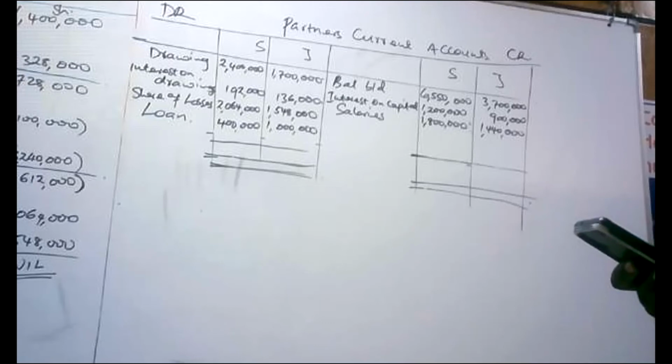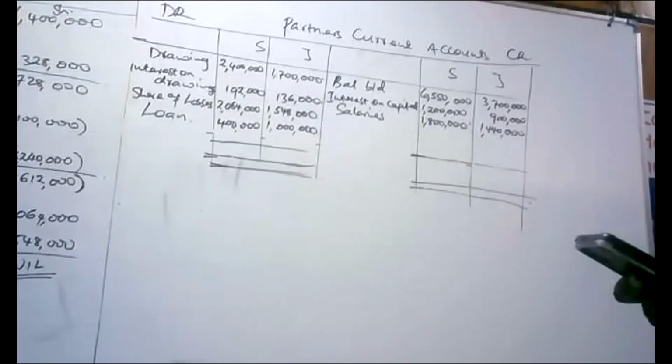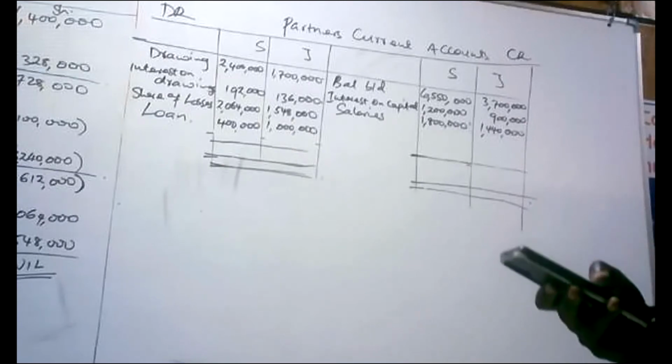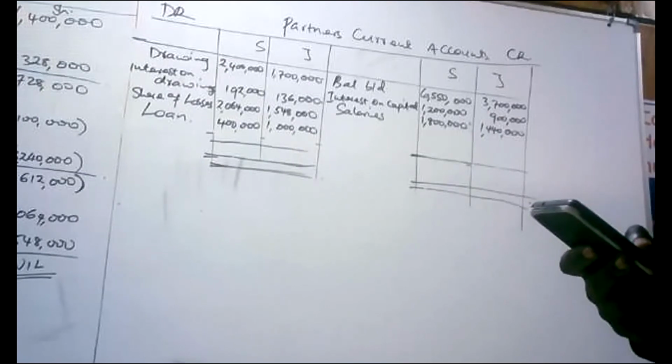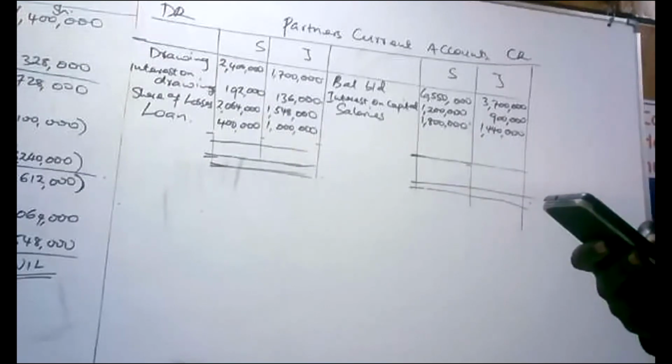Business entity concept: the business and the owners are considered two different entities. The personal transactions of the owner cannot be mixed with the business transactions.